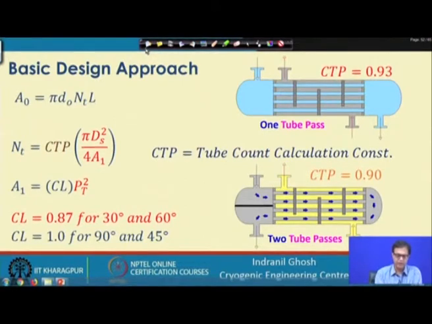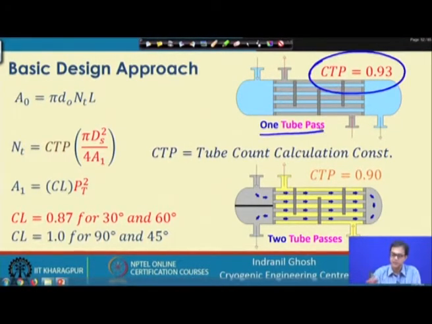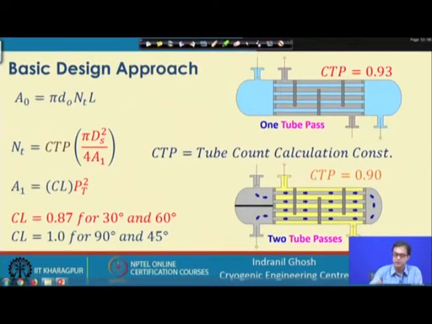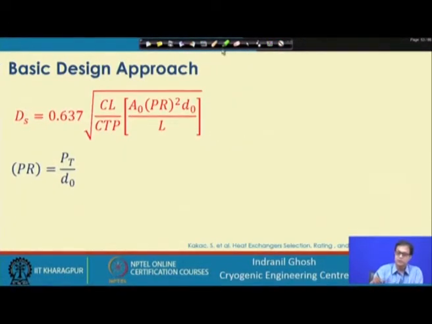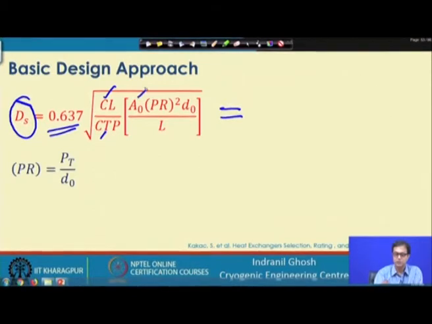Based on this information, since we have a single tube pass and we have square pitch, we have 1 and we have 0.93 value. So, accordingly, if we put this one and the value of A1 also, we will be able to estimate the diameter of the shell. If we put all these values, we will find that this constant 0.637 is coming, and we will be able to find it out because CL is known, CTP is known, A0 we have already estimated to be 20.05, the pitch ratio is also known, D0 is also known, L is known. So, the diameter of the shell can be estimated.